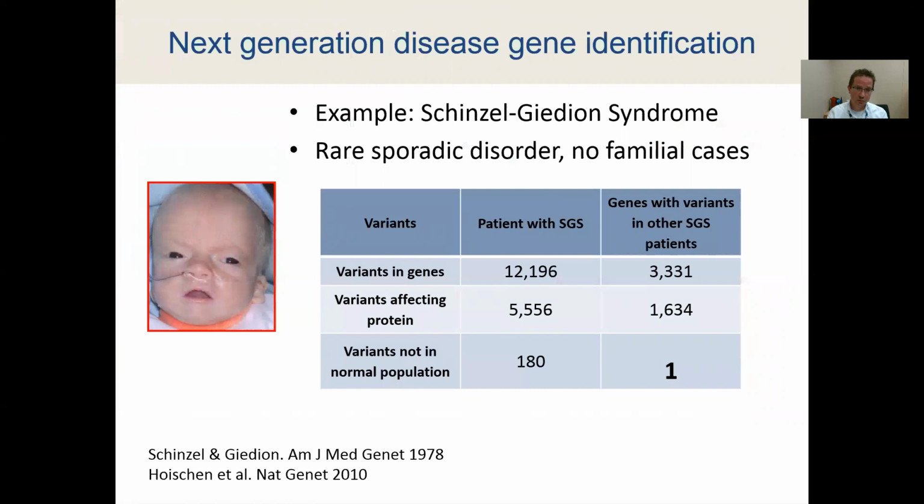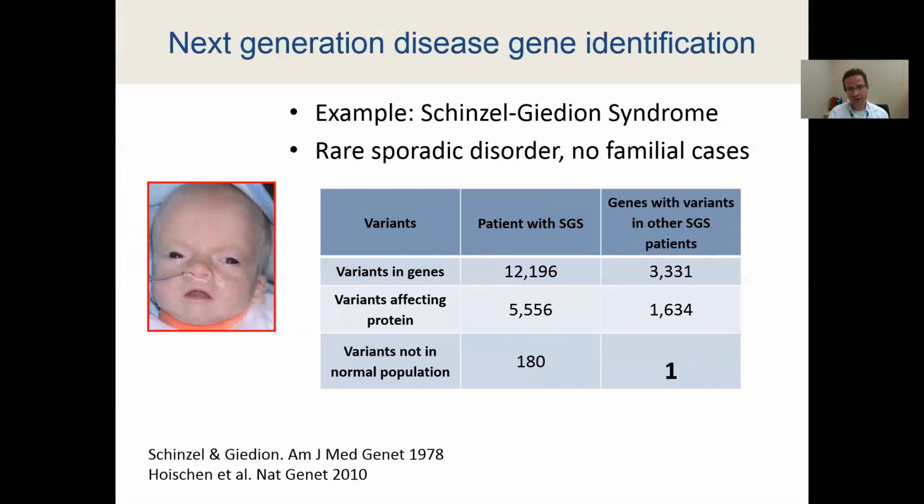But what we did in this case, we sequenced all of the genes in this patient with this syndrome, identified about 12,000 variants in genes, of which about half of them affect proteins, and we saw that about 180 of those are not varying in the normal population. So we thought those would probably be the ones that can cause a severe disorder like Schinzel-Gideon syndrome.